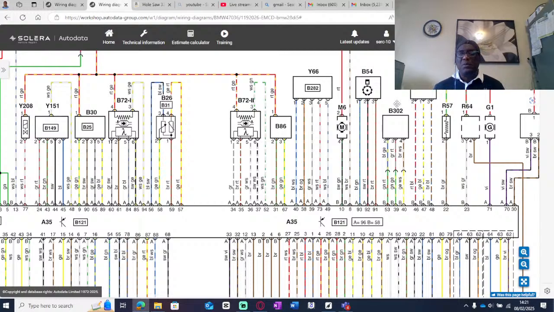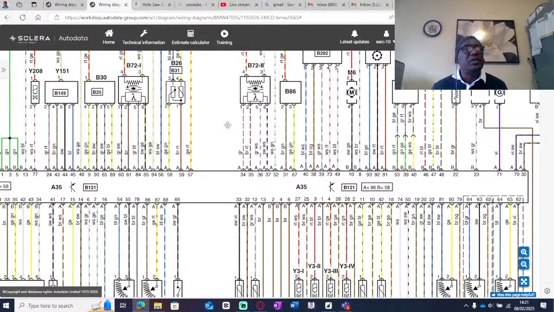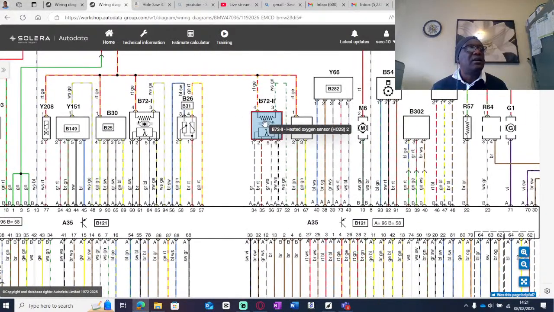Next time we're going to look at other things, but for now let me try and exhaust what I have in front of me here. And this one here, your lambda sensors. There is your oxygen sensor number 2, and then you have oxygen sensor number 1. These are the lambda sensors. You see this symbol here, that's for your lambda sensor.